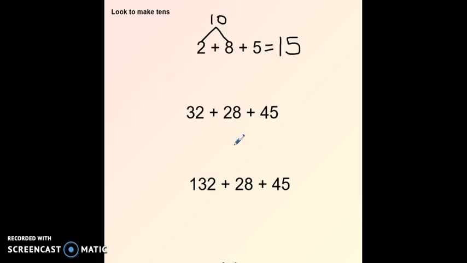Let's take a look at our next problem. Here, our addends all have 2 digits.